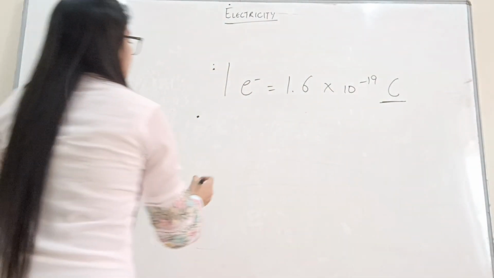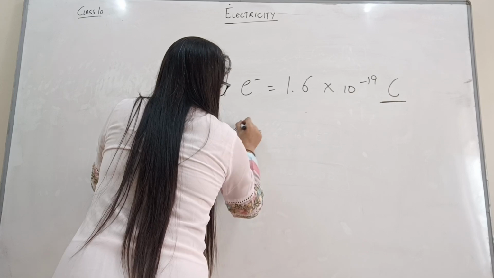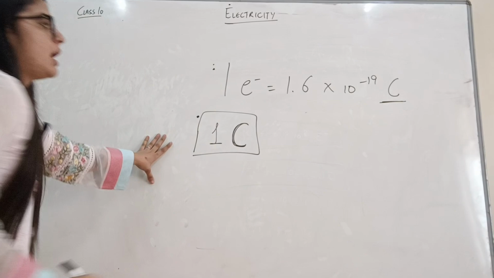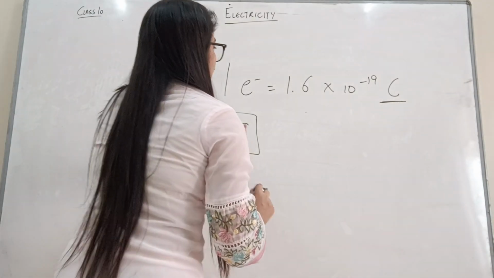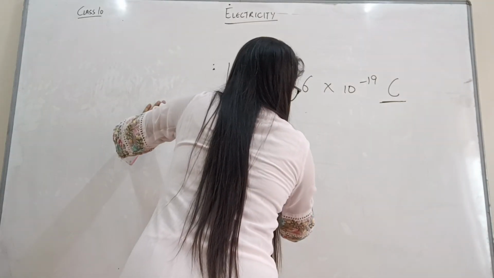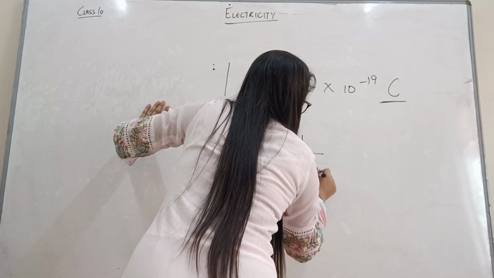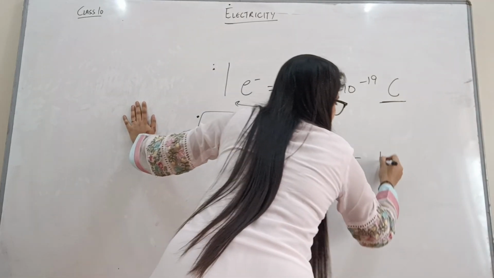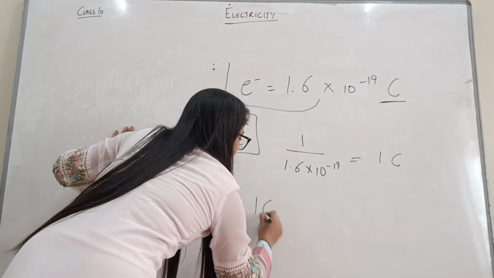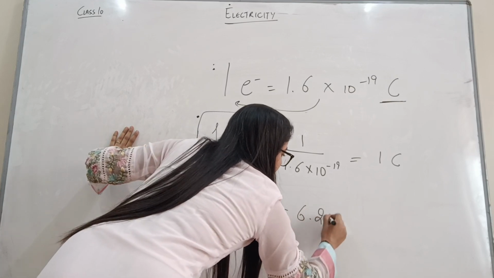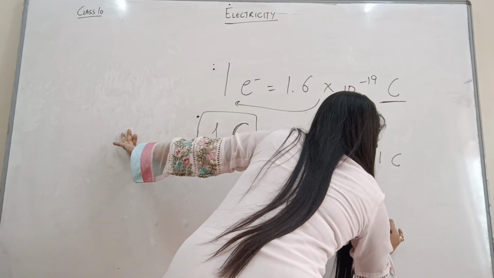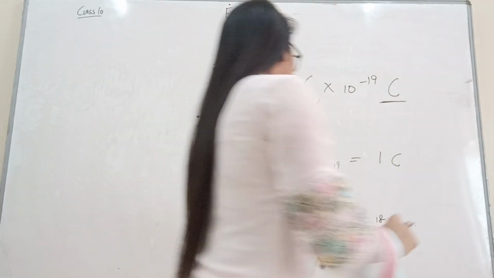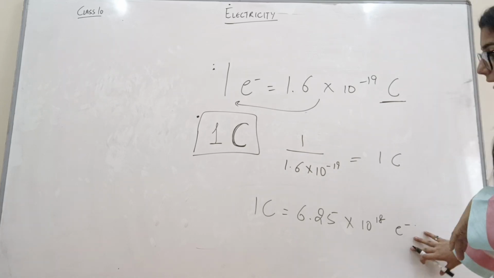When I say coulomb is the SI unit, how many electrons contribute to 1 coulomb of charge? How do we calculate that? 1 coulomb, 1 upon 1.6 into 10 to the power minus 19. So 1 coulomb is equal to 6.25 into 10 to the power 18 electrons.